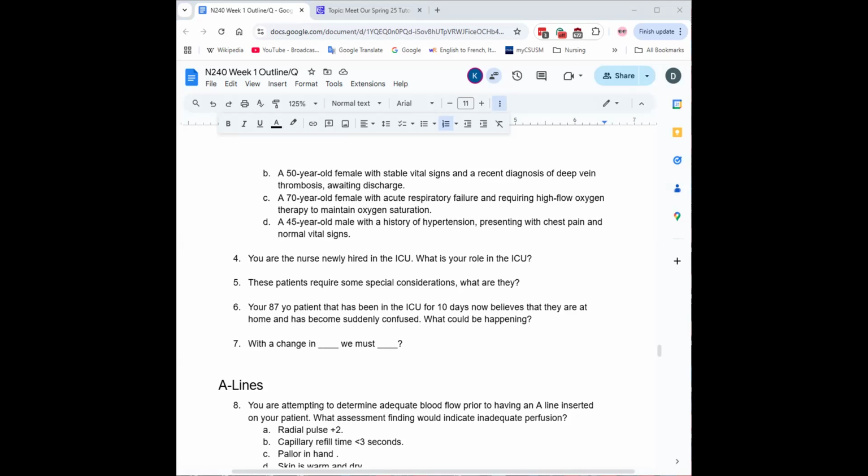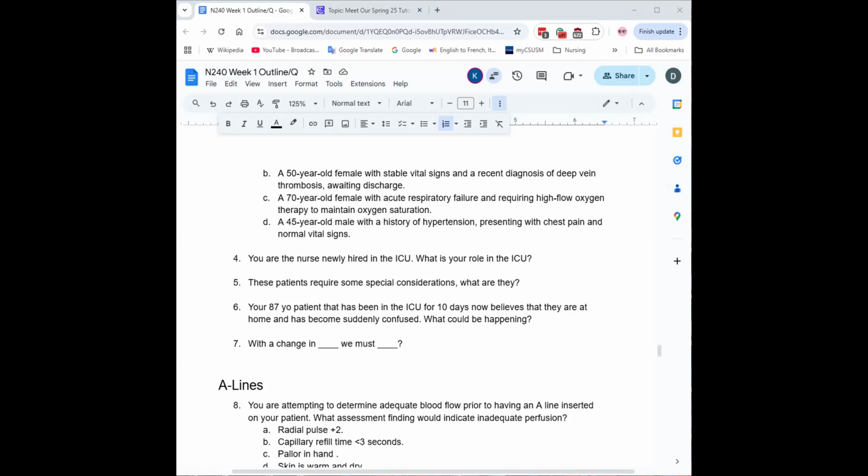Reorient the patient to prevent ICU delirium, because let's be real, I don't know about y'all, but I've been stuck in my house for a month. My car been broken and I'm going delirious a little bit.